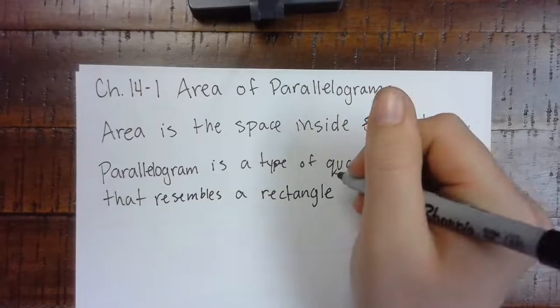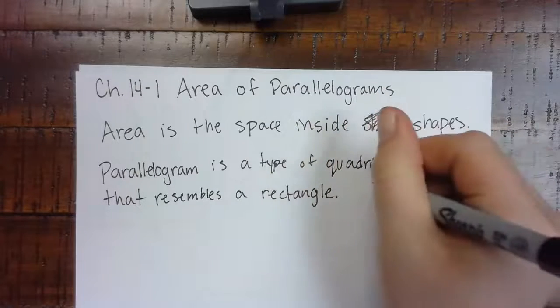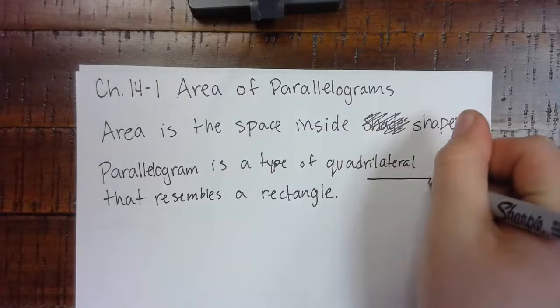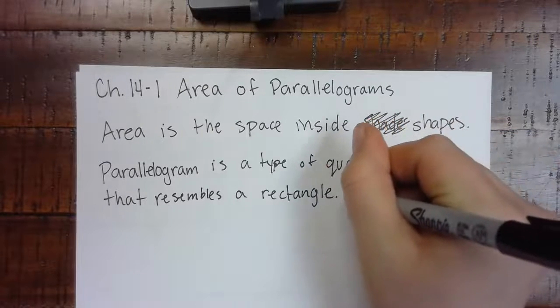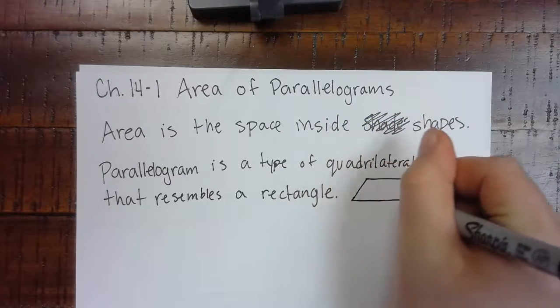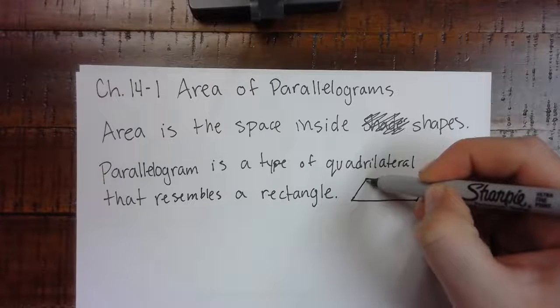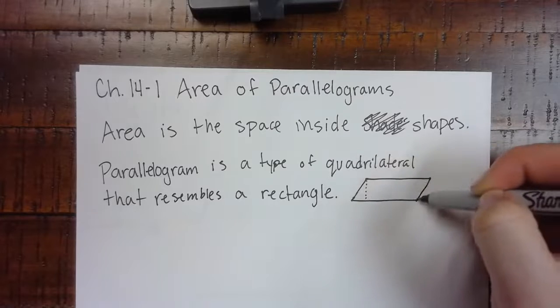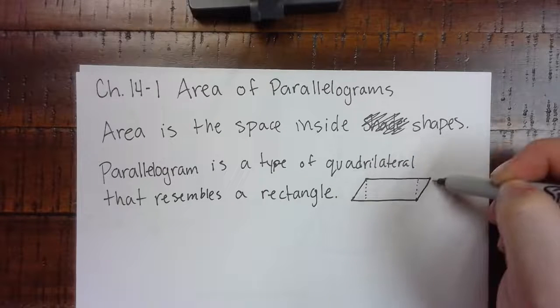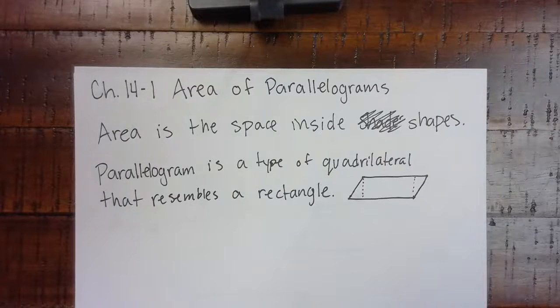So I'm going to draw one real fast for you. It's not going to be perfect. It's a parallelogram, a shape that resembles a rectangle. So I like to call them a lazy rectangle, because it kind of looks like to me that the rectangle is just slouching over, right? So if we really think about it, there's your rectangle and it just kind of goes whoop, right on over. So it's kind of like a slouching lazy rectangle.